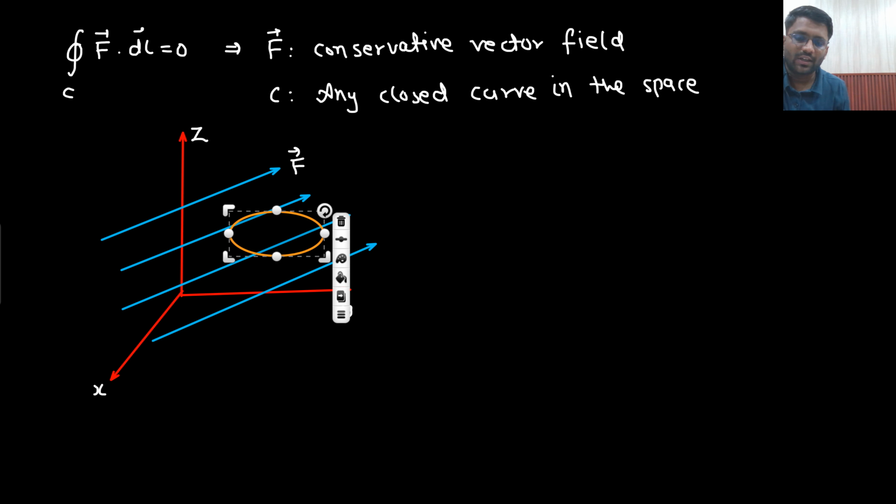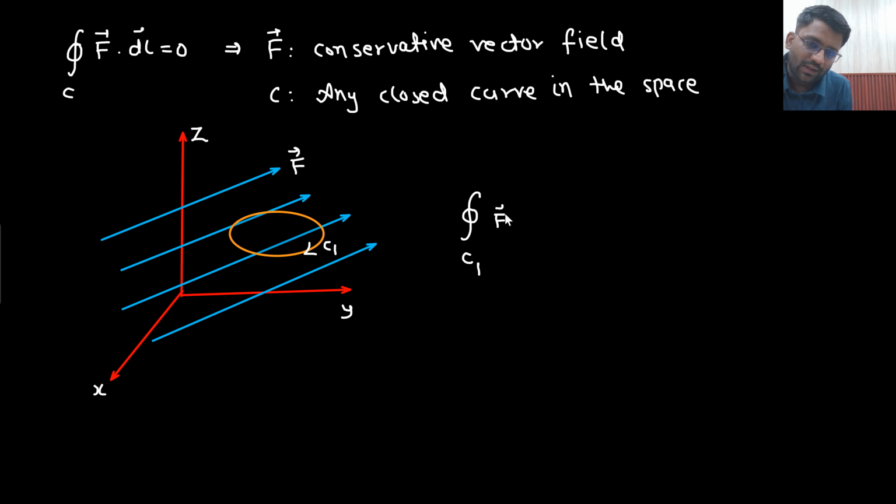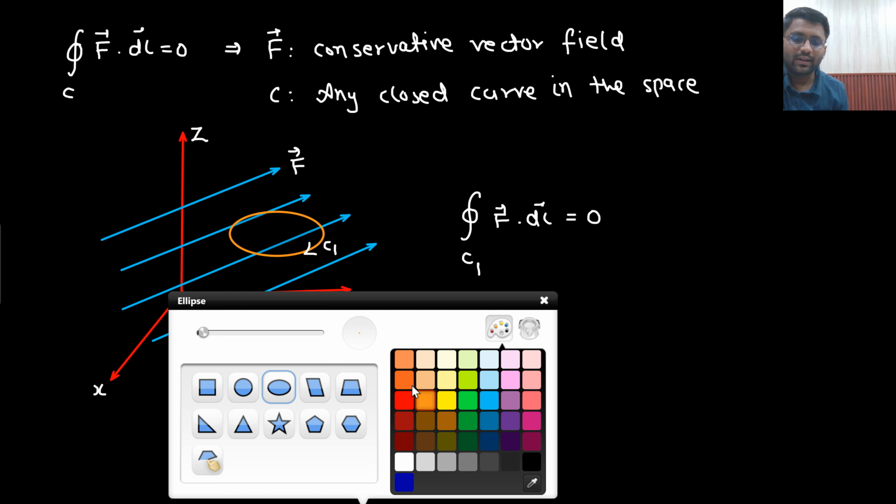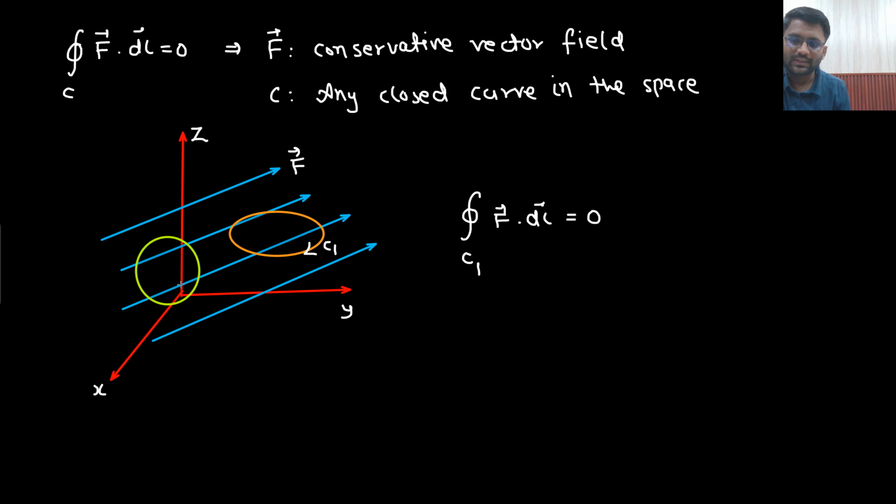So for this closed curve C1, I calculated the closed line integral of F dot dl, and it came out to be 0. Will I say that vector field F is conservative? No. I took another closed curve, which was this. Now I calculated for this as well. It came out to be also 0.